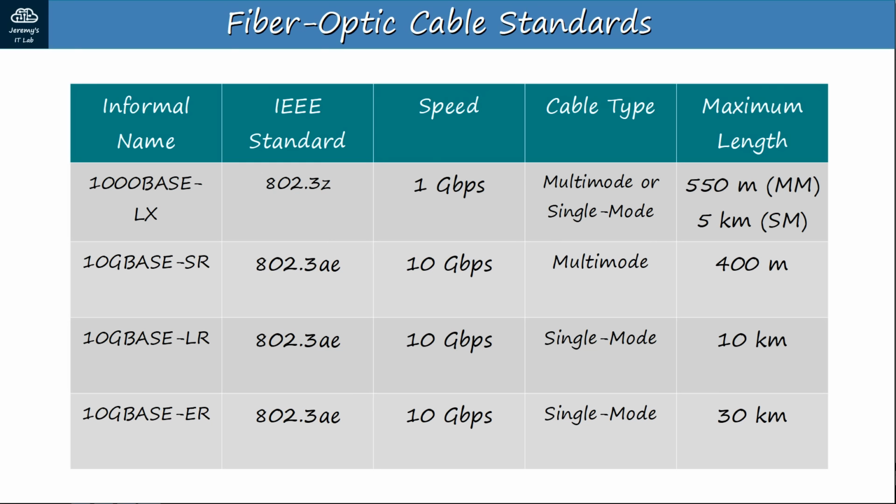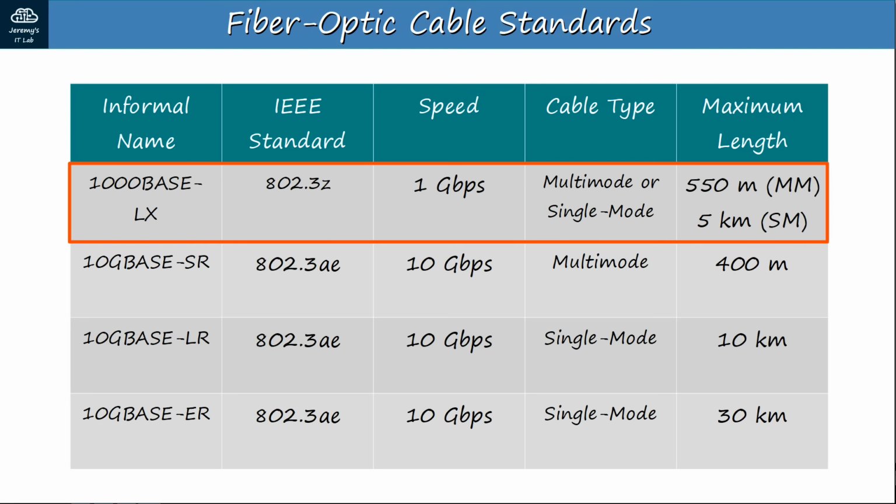Here's another chart like the one we looked at for copper UTP cable standards, this time for fiber optic cables. First up is a standard for 1 gigabit Ethernet over fiber, known as 1000BASE-LX. It is defined in the 802.3z standard. This standard can be used over single-mode or multimode fiber cables, and you can see the difference in the maximum cable lengths: 550 meters for multimode fiber and 5 kilometers or 5,000 meters for single-mode fiber.